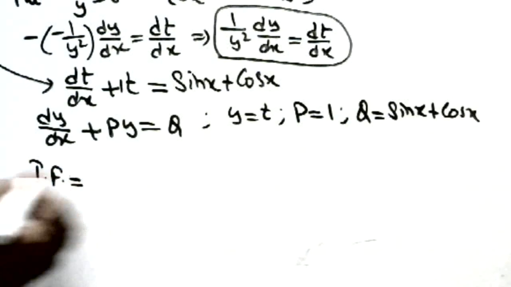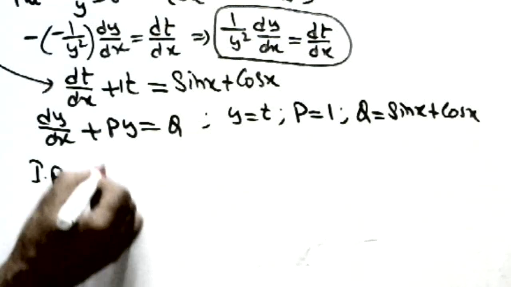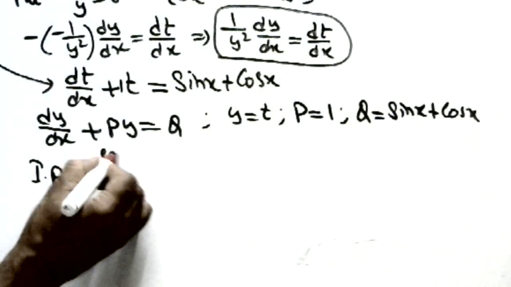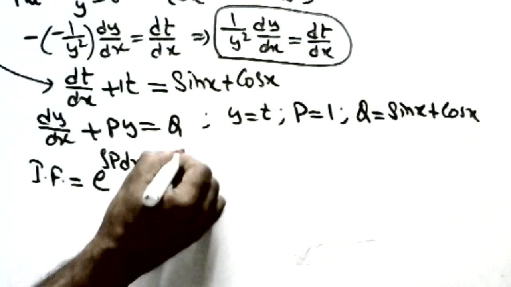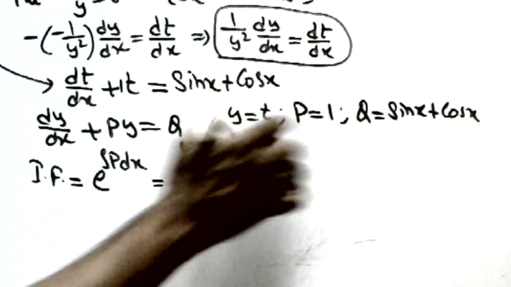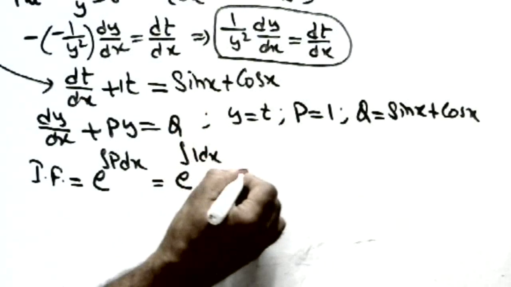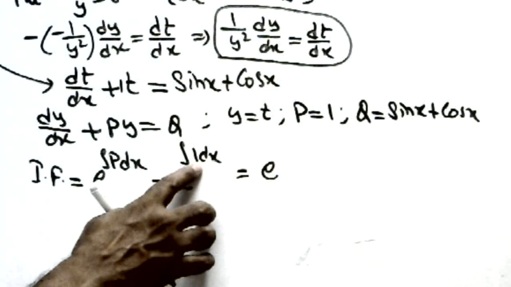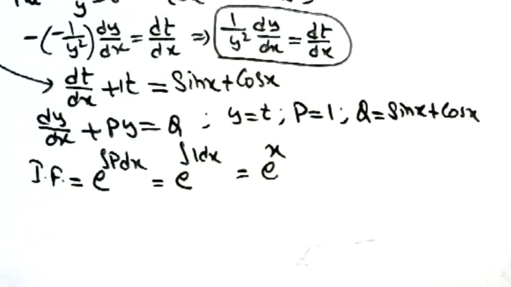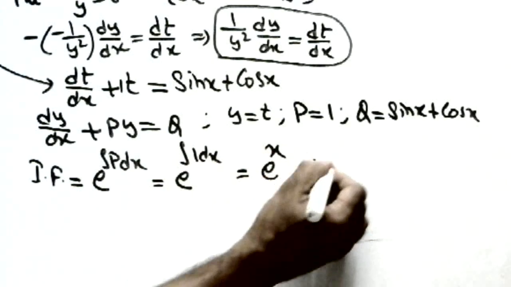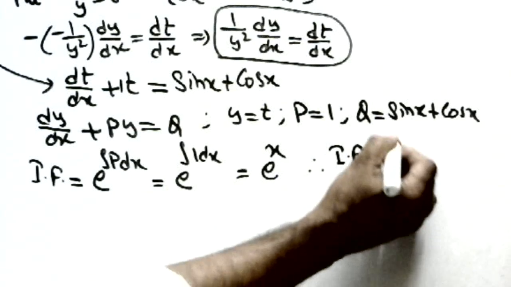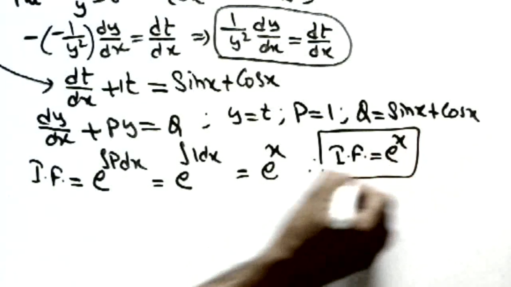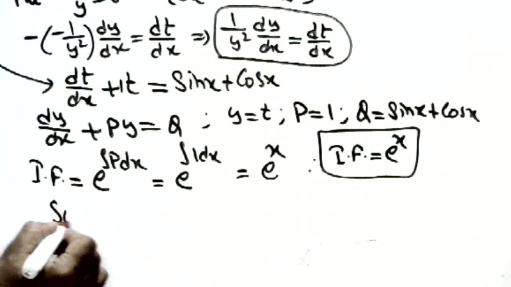Now there are two steps. The first step is to find the integral factor. The formula of integral factor is e to the power of integration p dx. The value of p is 1, so e to the power of integration of 1 dx. We know already integration of 1 is x. So we got the integral factor. Therefore, integral factor equals e to the power of x.